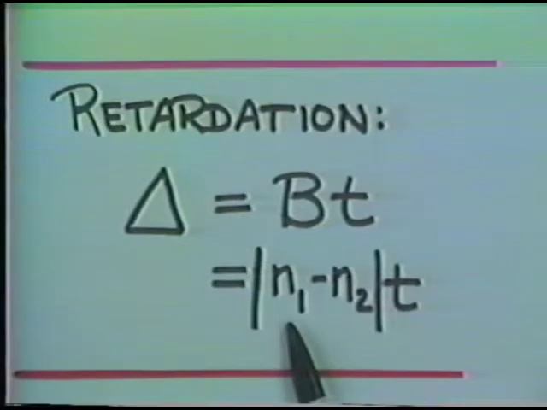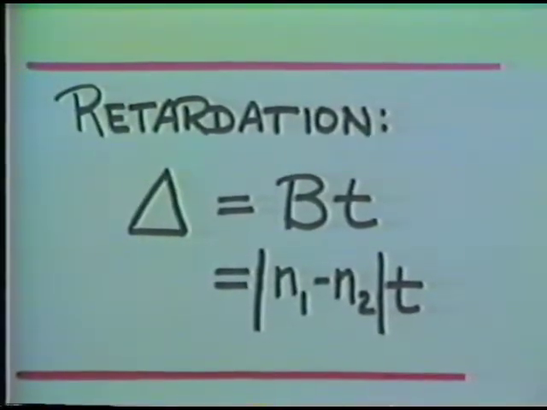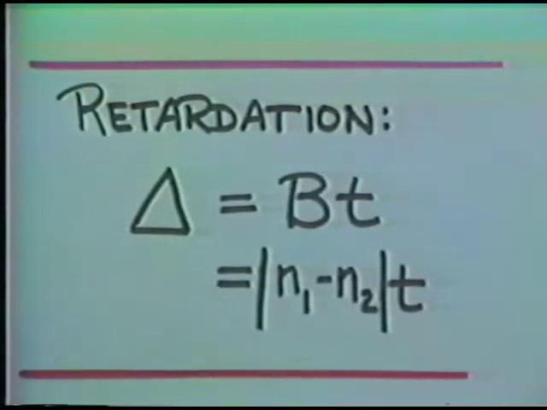Remember that the birefringence is an expression of the absolute value of the difference between the two indices of refraction of the plane polarized components. And so by paying attention to retardation, we can make an estimate of the mineral's birefringence if we know something about the thickness of the mount as well.